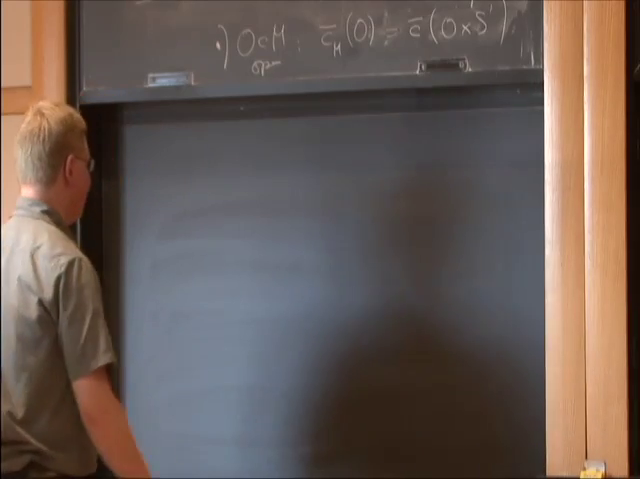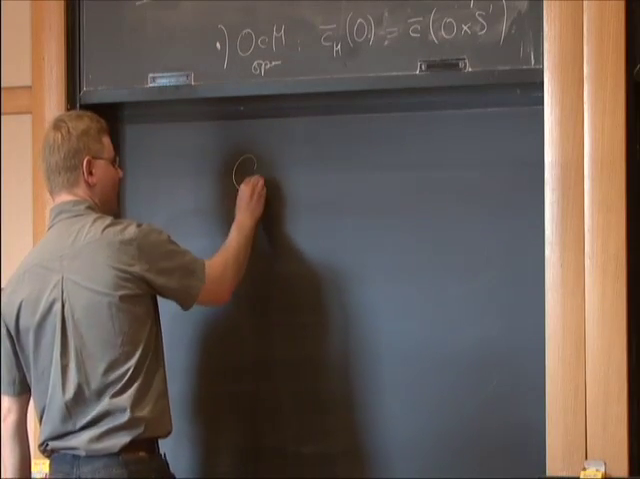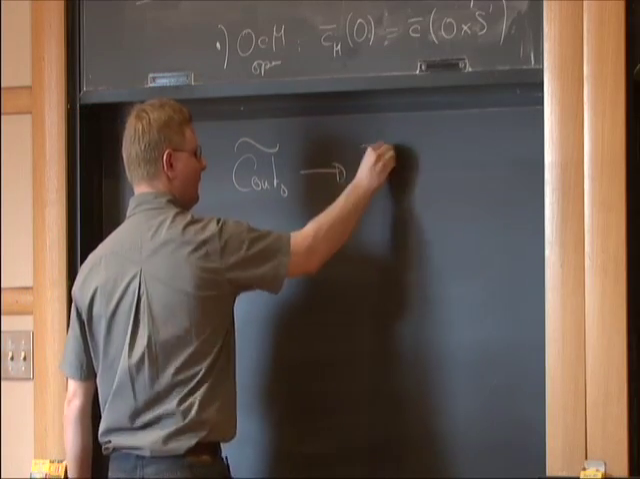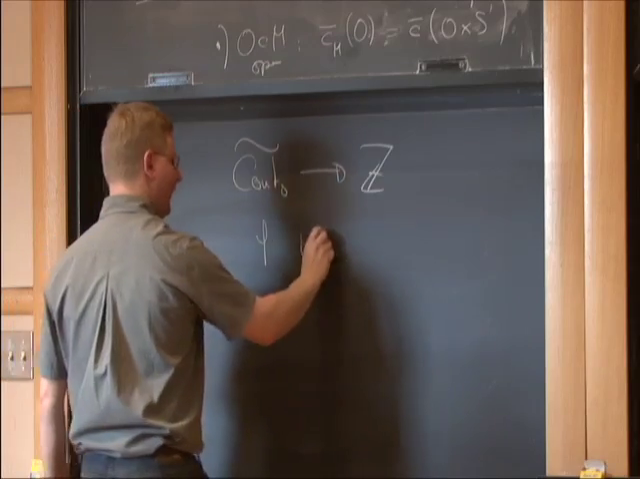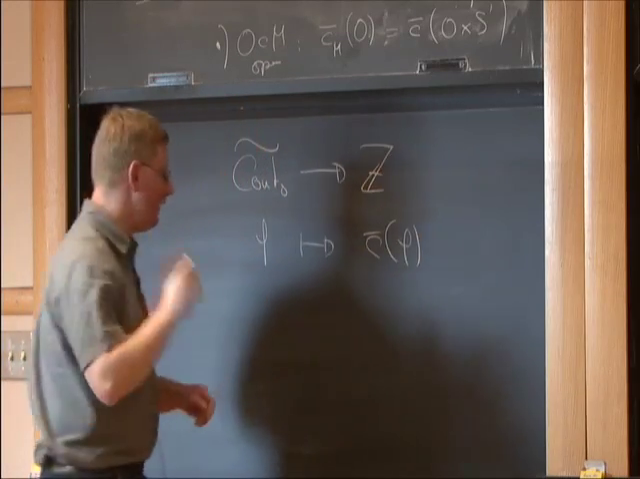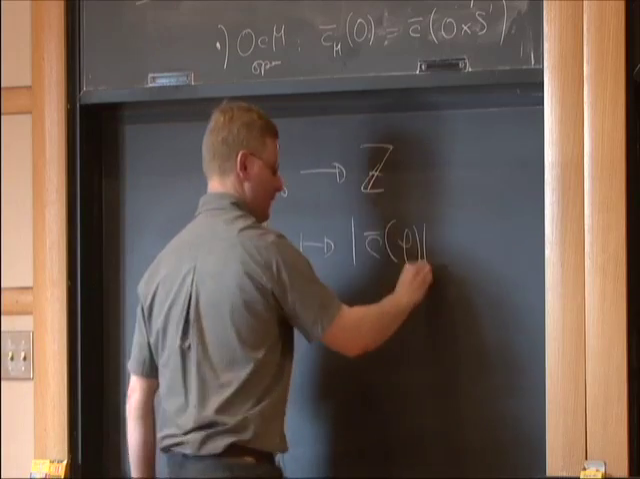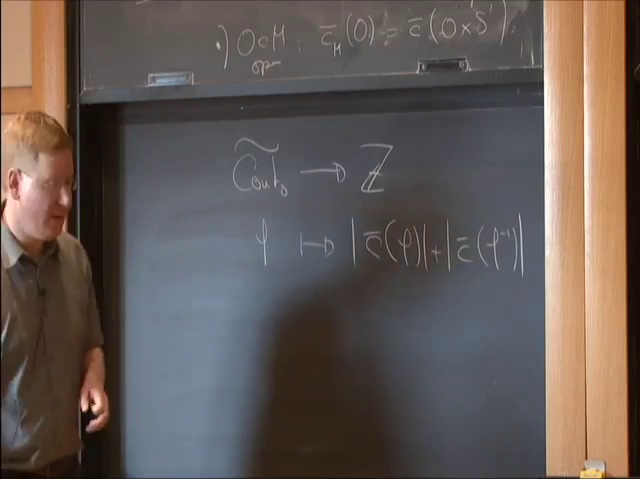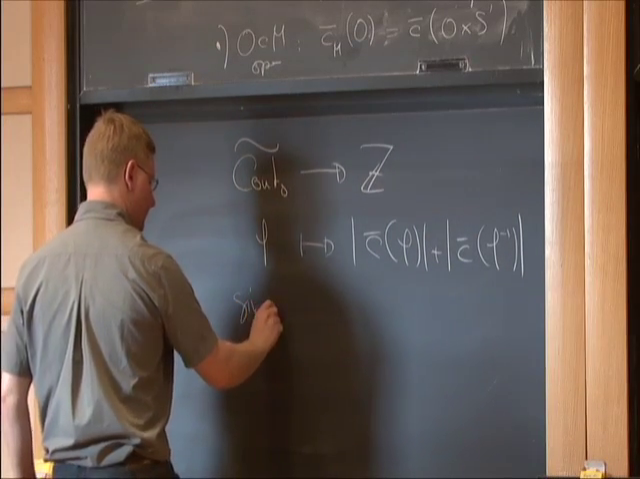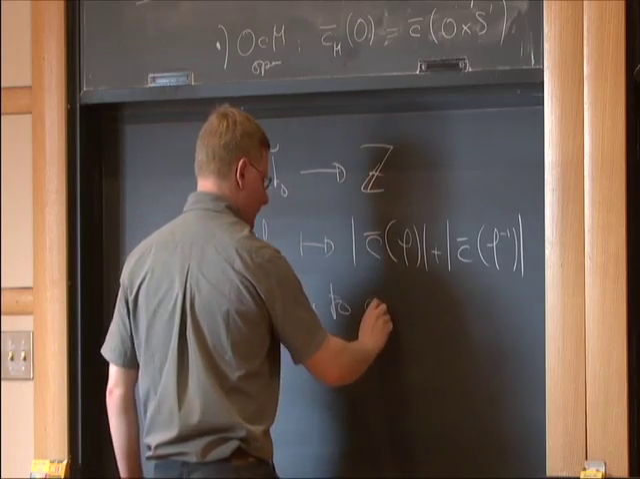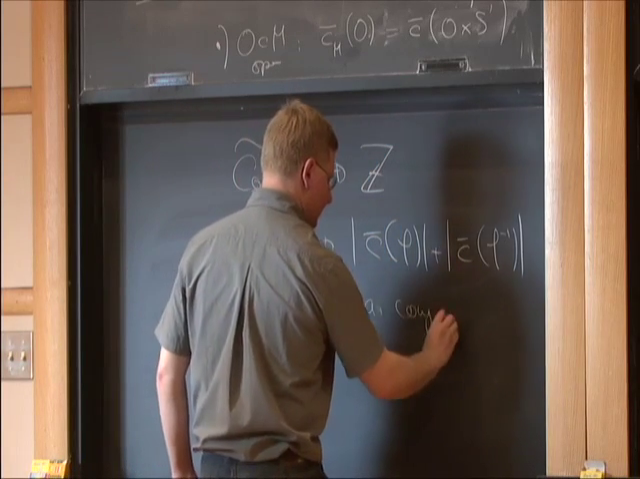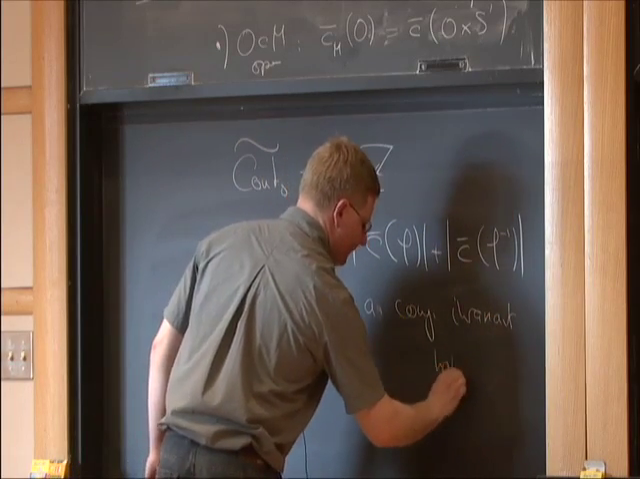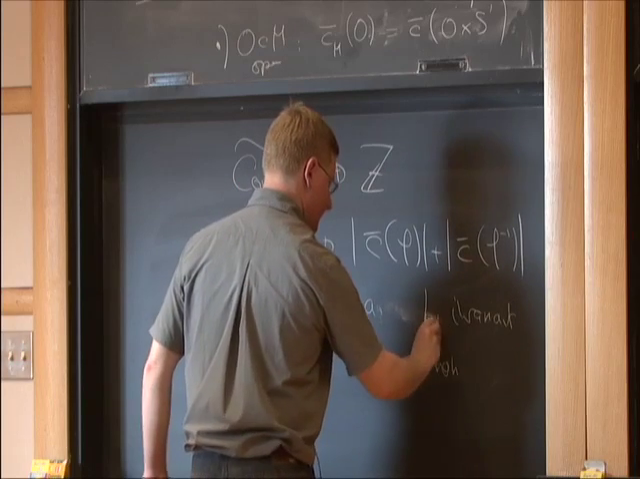So let me take one minute. I just want to say you can do one more thing. You can take the universal cover of Cont_0, and now we have this map to the integers, namely phi goes to C bar of phi. If you instead take C bar of phi plus C bar of phi inverse and take the absolute value, then this gives rise to a conjugation invariant, biinvariant norm.